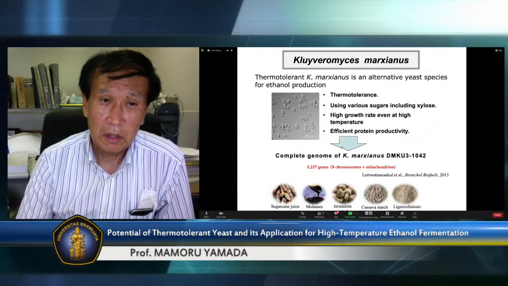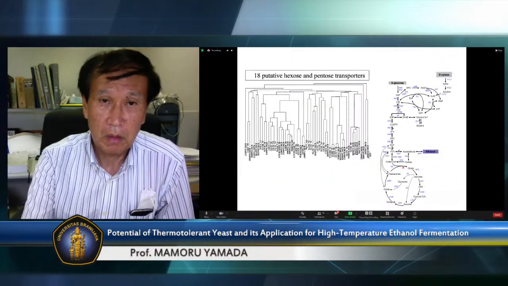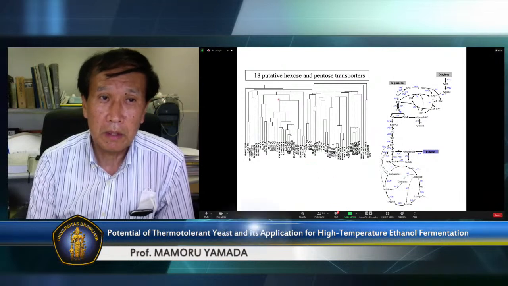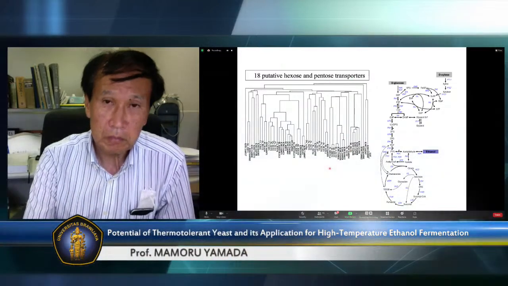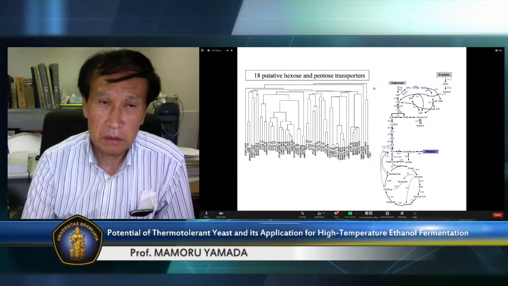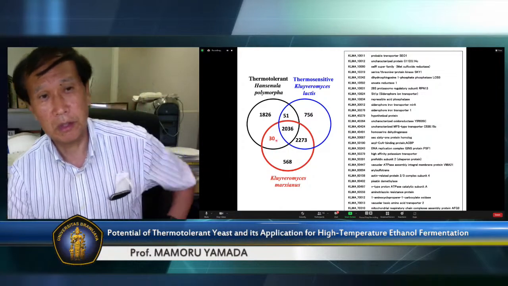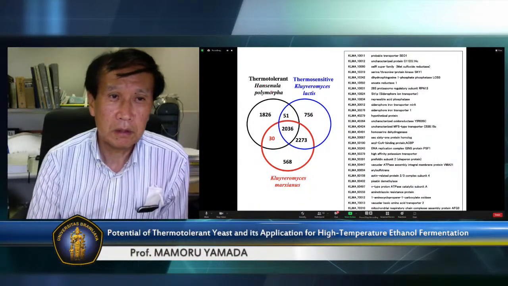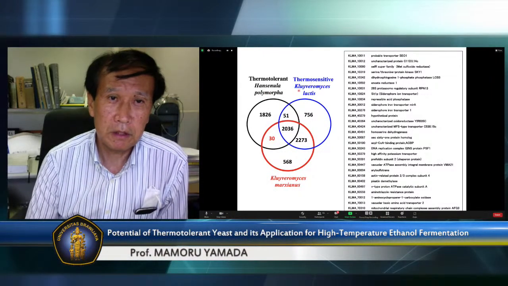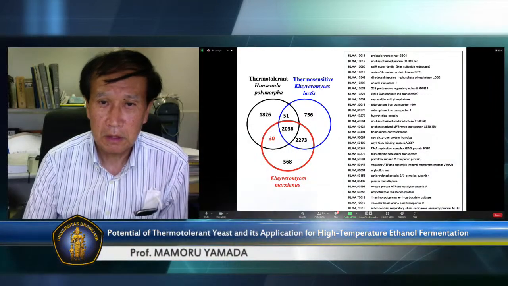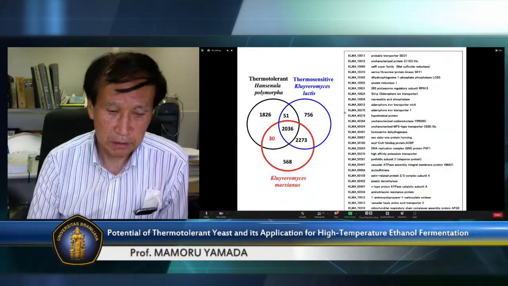So we completed the genome in 2015. And we found many hexose and pentose transporters as we expected, including for xylose. And also we found 30 genes shared with the thermotolerant Hansenula polymorpha, but not shared with the thermosensitive Kluyveromyces lactis. So these genes may be required for survival at high temperature.